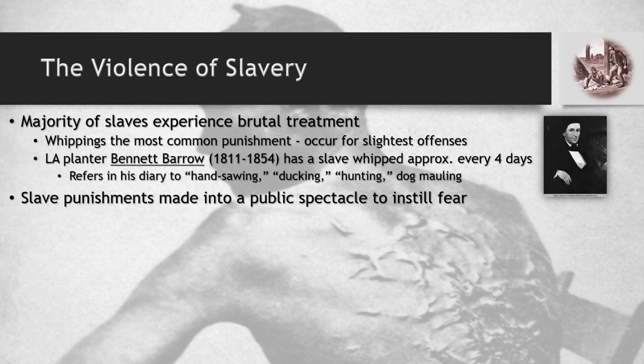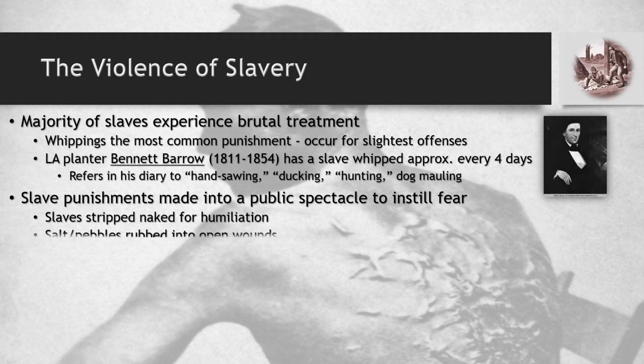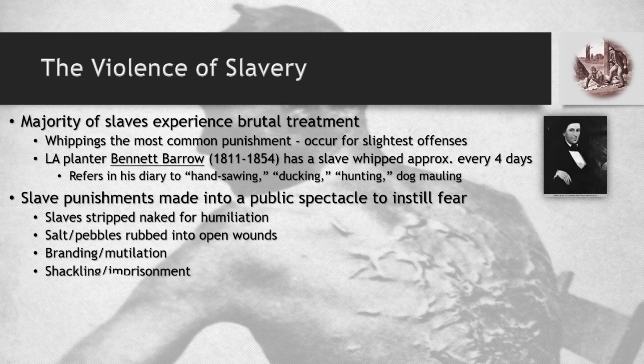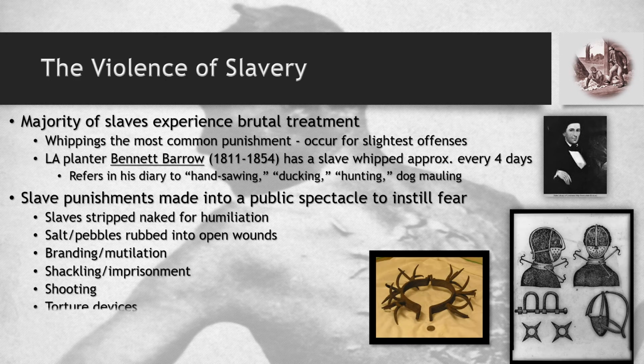And quite often these types of punishments were done in a very public setting. Okay, this was not something done behind closed doors. Many slaves were stripped naked to humiliate them. If they were whipped, if they had open wounds, they would have salt or pebbles rubbed into them. Branding and mutilation were not uncommon either. Shackling and imprisonment, of course, is a very key feature of a lot of this. Some of them were simply shot. And in many cases, medieval torture devices were used.